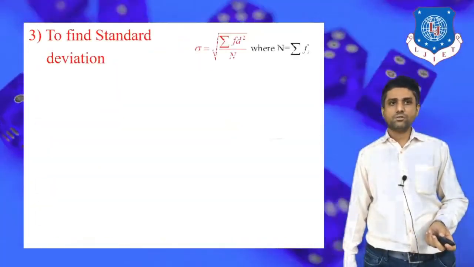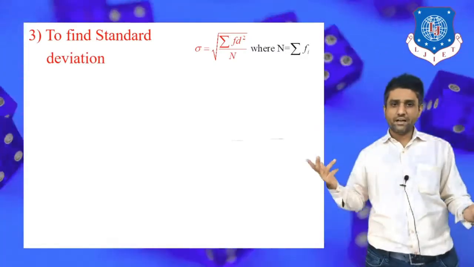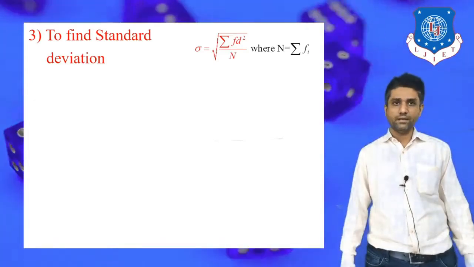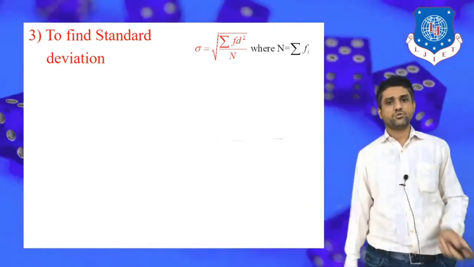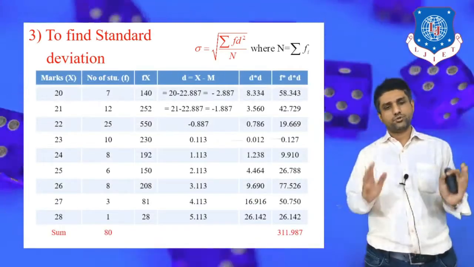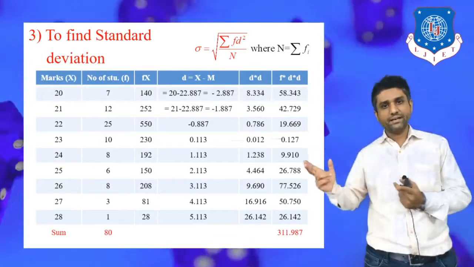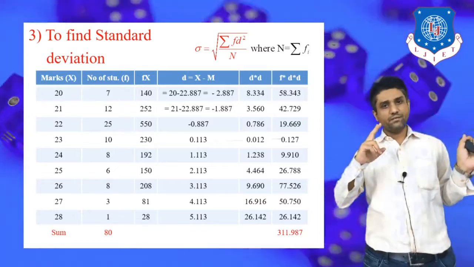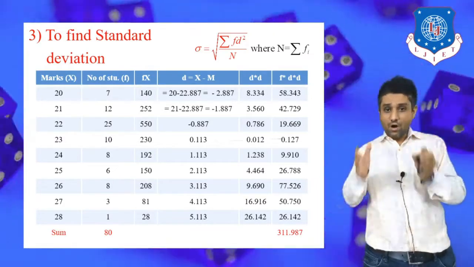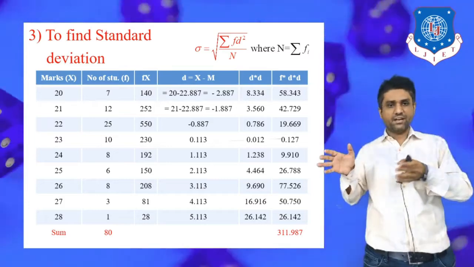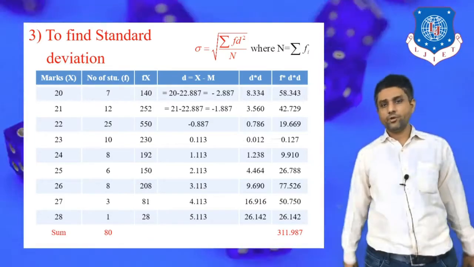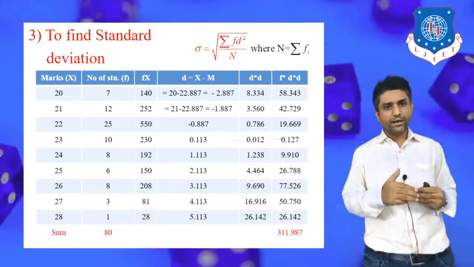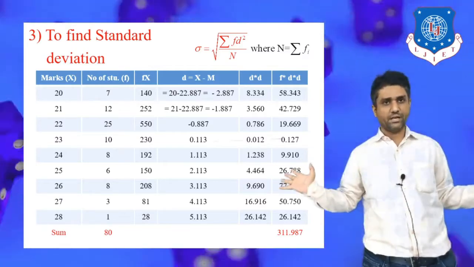Finally, we have to find the standard deviation. When grouped data is available, the standard deviation is the square root of the sum of f d square upon n, where n is the total number of observations. Again we repeat the first, second and third columns as they are. Deviation, as we discussed previously, is how much the data deviates from its mean, that is d is x minus the mean. D into d is the square of d, that is negative 2.887 squared, which is 8.334.